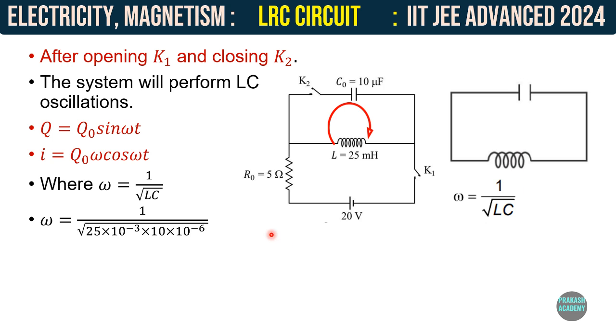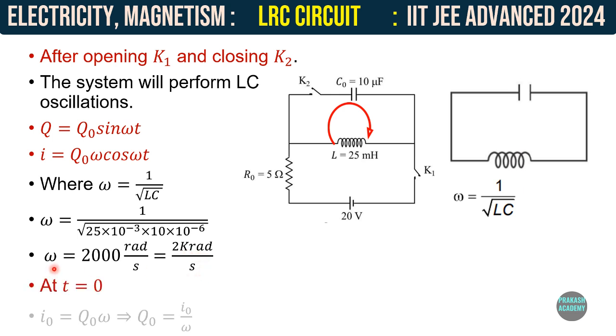So we have to find omega, that is 1 by square root of LC, and L is how much? 25 millihenry, so 25 into 10 to the power minus 3, and C is 10 into 10 to the power minus 6 farad. Now if you calculate this, it will come to 2k radian per second. So omega is the angular frequency.